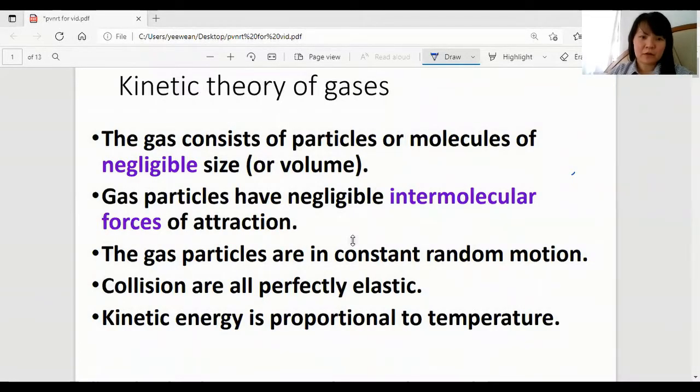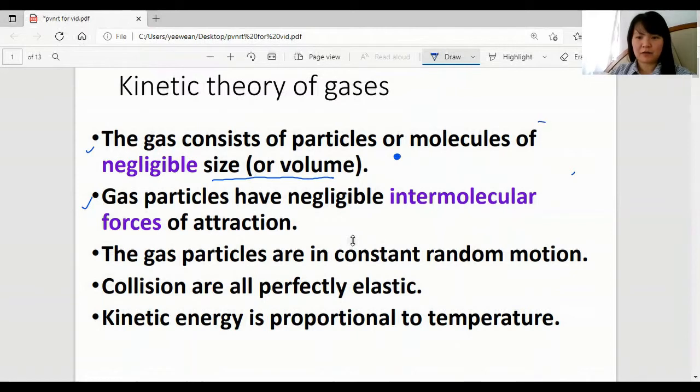This video is for the revision of kinetic theory of gases. There are two important theories here. The first one is that the gas consists of particles or molecules with negligible size or volume. So the size or volume of the particles is negligible. We'll look deeper into that later. And the gas particles have negligible intermolecular forces.